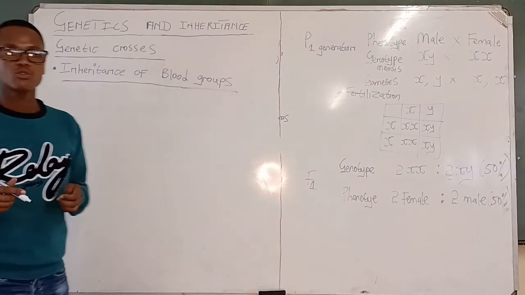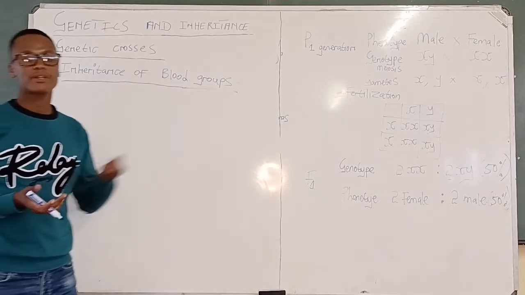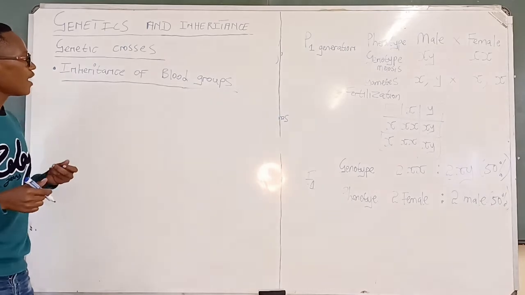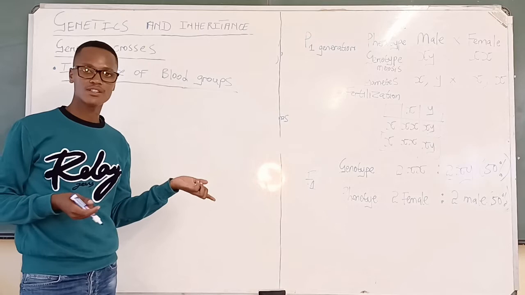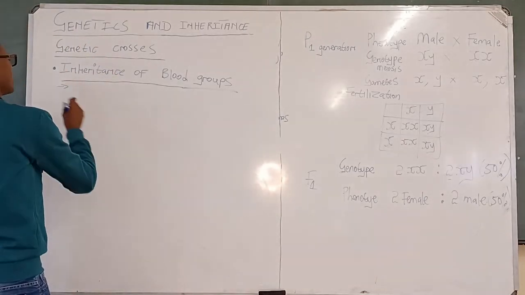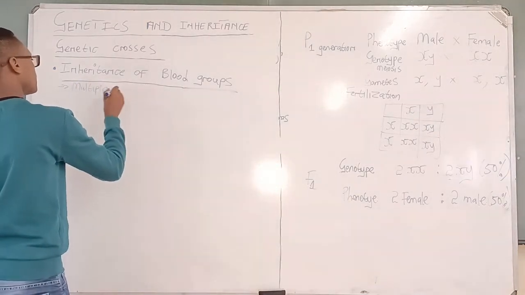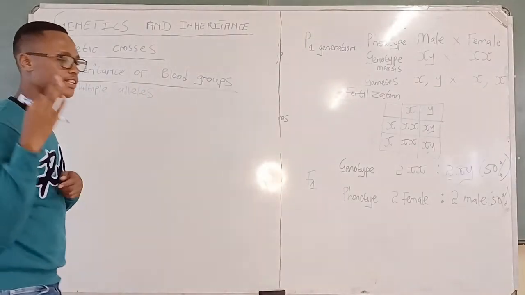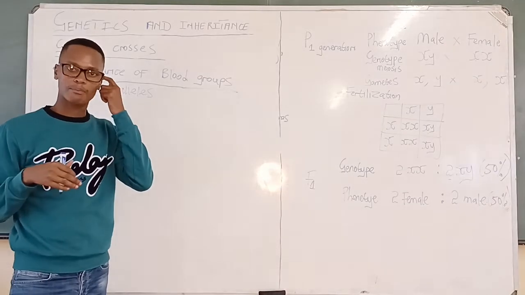Okay, so blood groups are controlled by the alleles known as multiple alleles. In the previous video, the first video, I said that multiple alleles are all about having more than one allele that codes for a particular characteristic. That's why the word multiple. So these ones are influenced by multiple alleles. There are three types of alleles that are able to give us different blood groups.